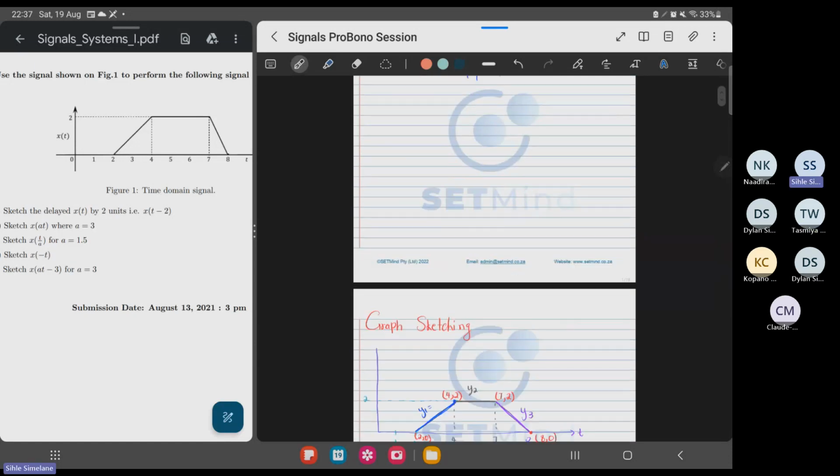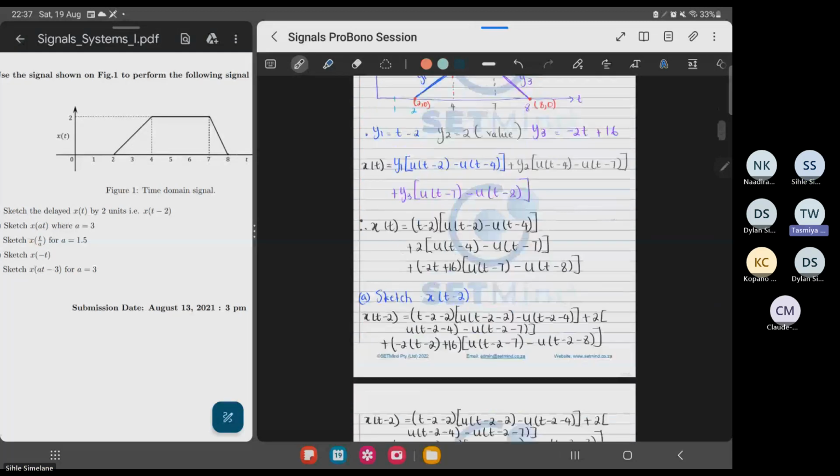Let's take the first question. Will a dynamic system always be causal and an instantaneous system always be non-causal?